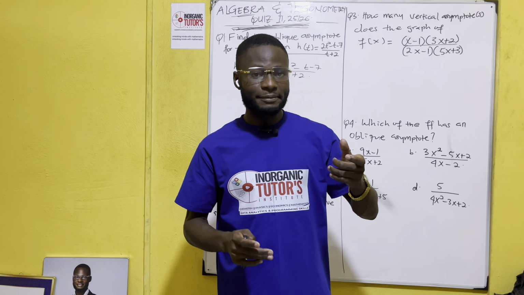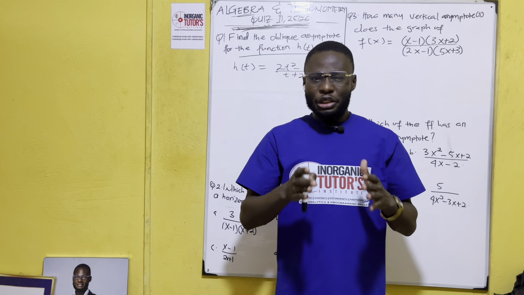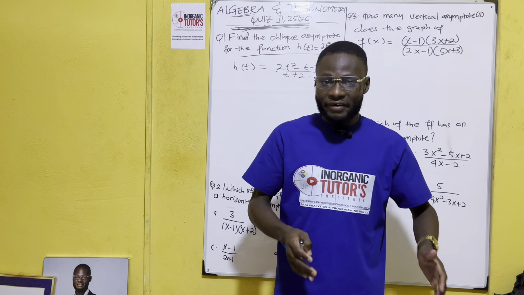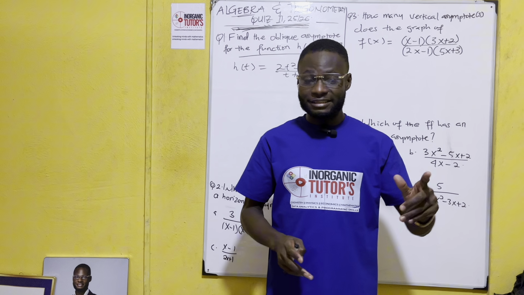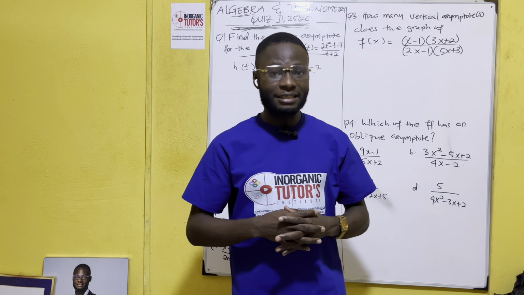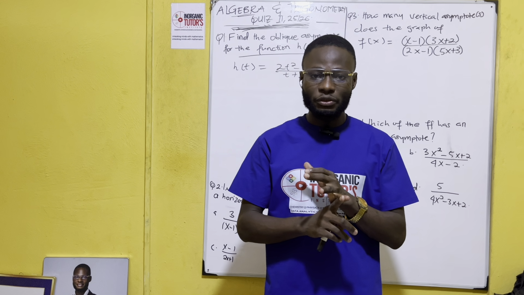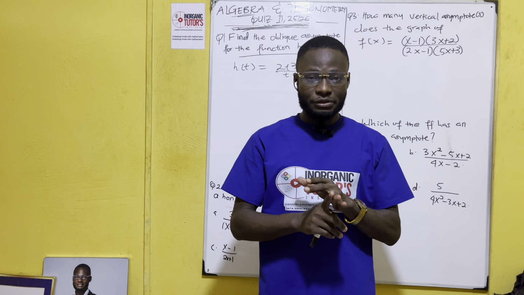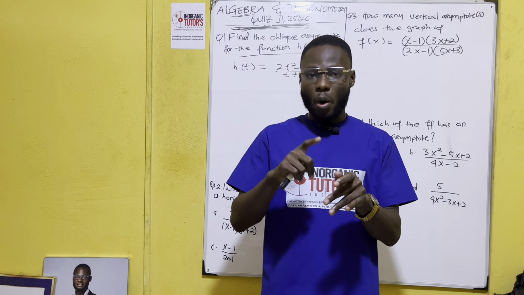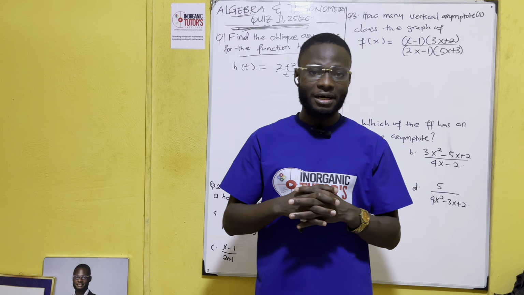Let's take a practical example. If you are walking along a wall, you get close to the wall but you never touch the wall. In a practical sense, that is an asymptote. We have three types: the vertical asymptote, the horizontal asymptote, and the oblique asymptote, or what we call the slant or diagonal asymptote. These are the three types of asymptote.